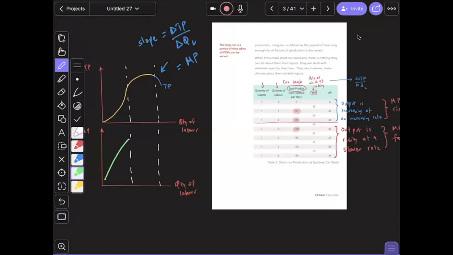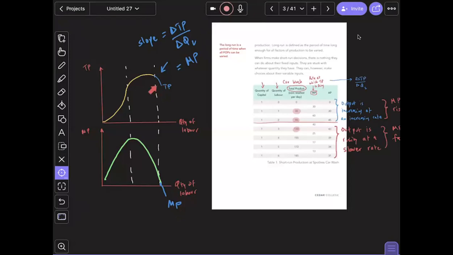So when TP is rising at a faster rate, MP is rising, and then when TP is rising at a slower rate, MP is falling. And then comes a point when TP is actually falling. We'll talk about this. MP will be negative. So I'm going to draw this, and I'm going to draw part of this as blue because I want to explain this blue part. Why does it happen that when MP is negative, TP is actually falling? So we want to talk about this.